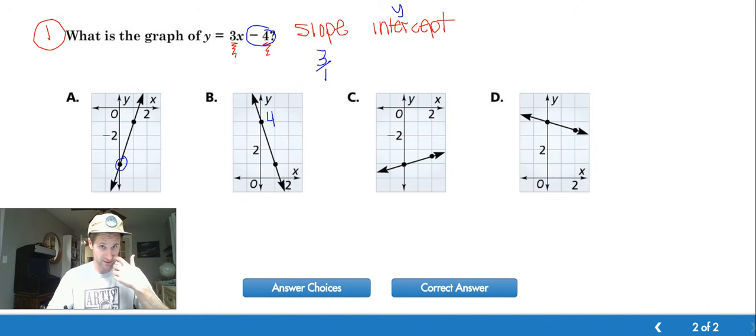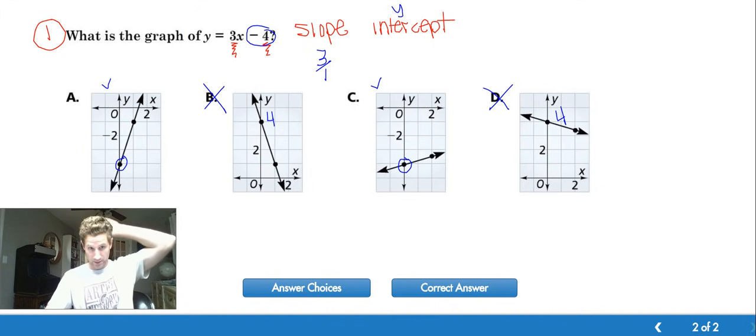This is a +4, so that's not going to work. Down here, -4. That looks good. Over here, that's a +4. No bueno. Okay, so we've eliminated 2 of our options just by looking at the y-intercept.